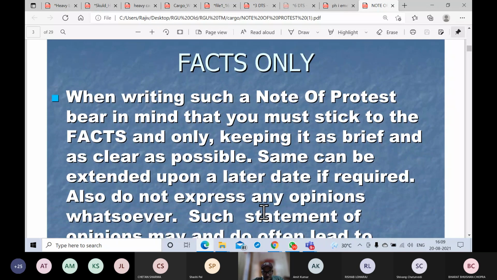Now, one thing you must remember for note of protest, that one line is there at the end of the note of protest which says the vessel or master reserve the right to extend this protest at any given later convenient date. Which means why? Because you have not seen the damage, you are fearing. So you are saying that you will reserve the right to extend the protest when you actually cite the damage. This is also possible. Extension of the note of protest.